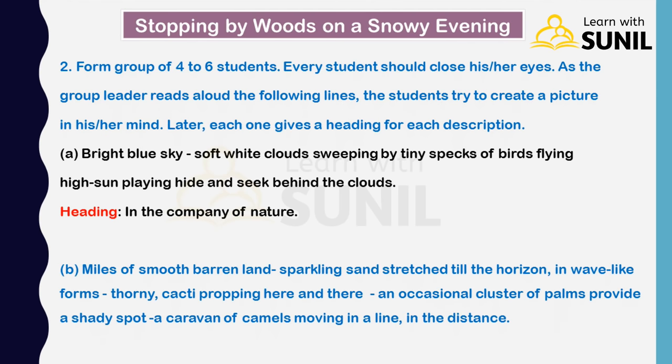B. Miles of smooth barren land. Sparkling sand stretched till the horizon in waves like foam. Thorny cacti propping up here and there. An occasional cluster of palms provides a shady spot. A caravan of camels moving in a line in the distance. Heading: a visit to a desert.